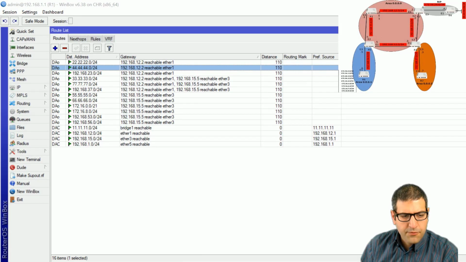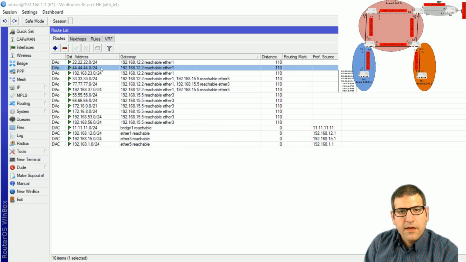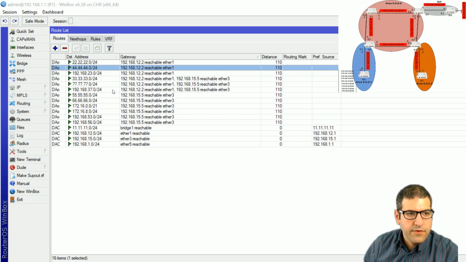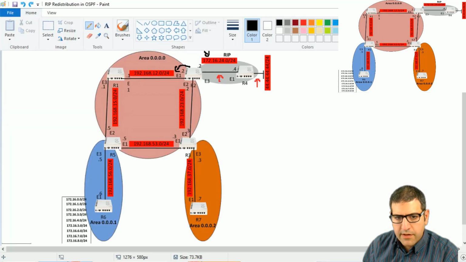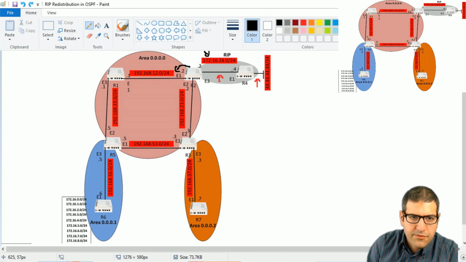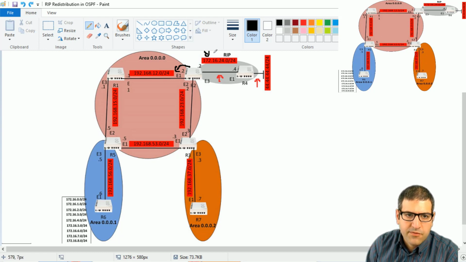44.44.44.0. Now point number 4, they ask us to check if all routers receive the proper routing from router 4. If not, fix the problem. So we've seen that the network 44.44.44.0 is known by router 1, and we will see also by other routers in a moment, because it has already been redistributed inside OSPF. But there is also another network which we have on RIP. If we look here, we have the network 172.16.24.0, which is also inside RIP, and we also need to redistribute it so all the routers will be able to reach this network as well.